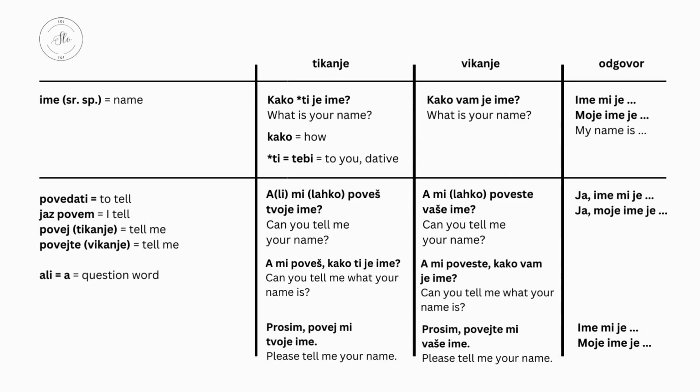And then we can reply ja, ime mi je. Or ja, moje ime je. Or simply ime mi je, or moje ime je. Povedati. Jaz povem. Povej. Povejte. Ali or a.